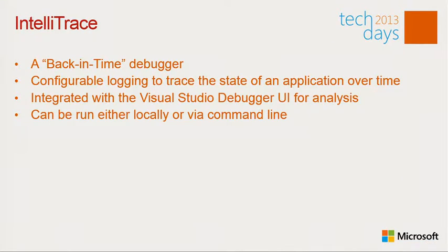Okay. So the next tool I want to talk about is one that we talk about quite a bit when we're talking about production scenarios, and that is IntelliTrace. So what is IntelliTrace? Well, it's sort of our back-in-time debugger. And what we mean by that is it gives you the same sort of interface as the regular debugger, but it gives you the opportunity to step backwards through your app and see the state of the app at different times.